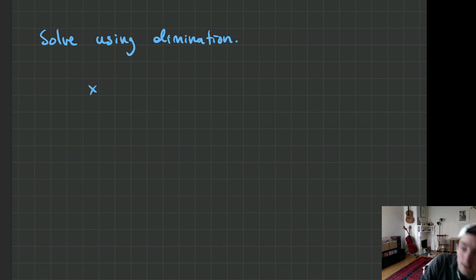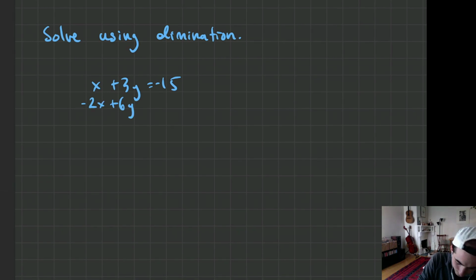Okay, we're going to do x plus 3y is equal to negative 15, and negative 2x plus 6y is equal to 6. Okay.